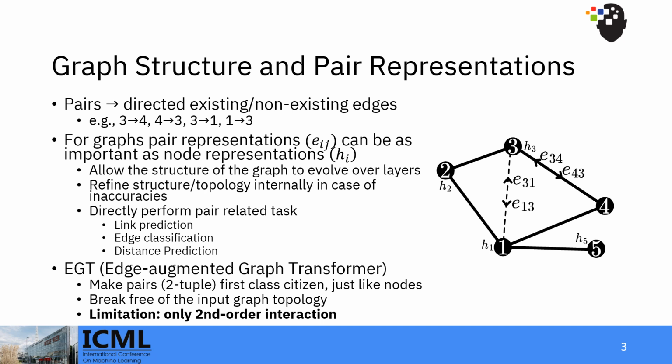This allows for the topology of the graph to evolve over layers, potentially breaking free from the inaccuracies in the input graph topology. Additionally, any pair-related tasks like link prediction, edge classification, or distance prediction can be performed directly from these pair embeddings. These were introduced in our previous work, the Edge-augmented Graph Transformer, which allows the network to break free of the input graph topology by making tuples first-class citizens, just like nodes. However, EGT uses only second-order interactions, and as we will see, this limits its understanding of geometric graphs.